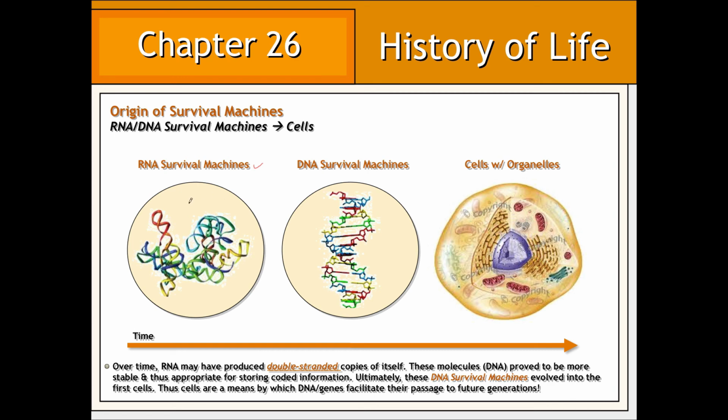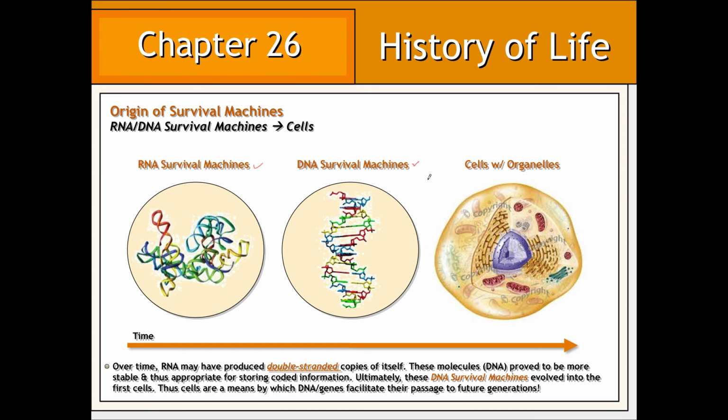Sometime during the course of evolutionary history, RNA, which is single-stranded, may have experienced a copying error, whereupon it gave rise to a double-stranded copy of itself, ultimately leading to the evolution of DNA. Ultimately, these DNA survival machines would have given rise to the first cells.